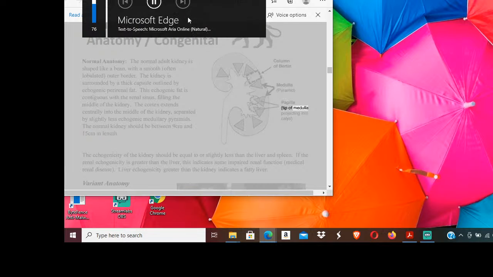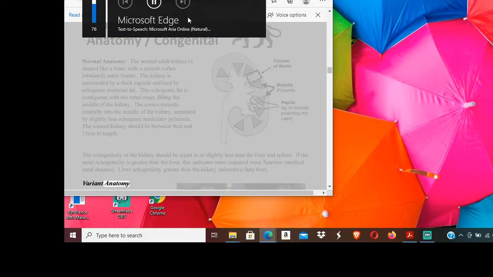Papilla, tip of medulla projecting into calyx. The echogenicity of the kidney should be equal to or slightly less than the liver and spleen. If the renal echogenicity is greater than the liver, this indicates some impaired renal function, medical renal disease. Liver echogenicity greater than the kidney indicates a fatty liver.